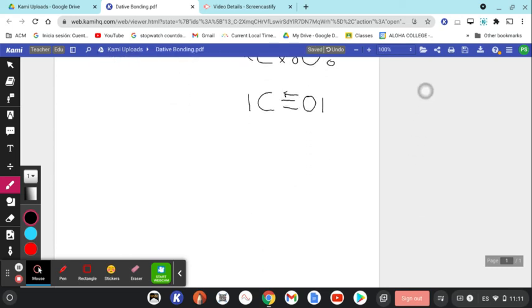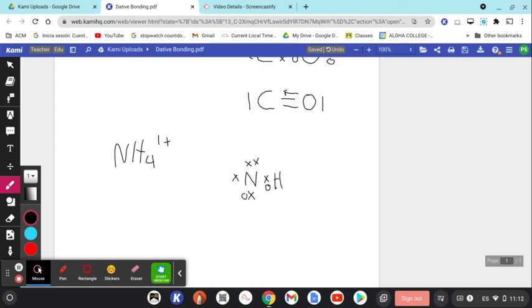Now let's look at another common example, which is the ammonium ion, NH4 1+. So ammonia has this structure here. Nitrogen has 5 electrons in the outer shell, so we can put that here. And each hydrogen gives 1 electron to make this shared pair of electrons. So this is ammonia, NH3.